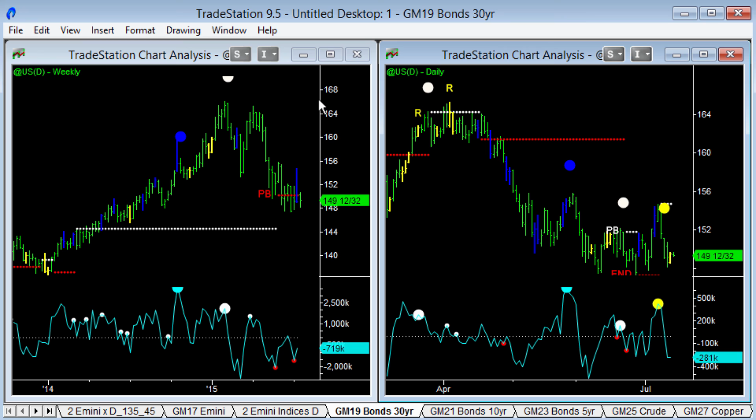Whether we're going to work out this pullback to end of trend on the weekly chart, I'm not sure, but this activity with the blue professional up bars is just showing how weak those 30-year bonds are. So that's where the problem lies.